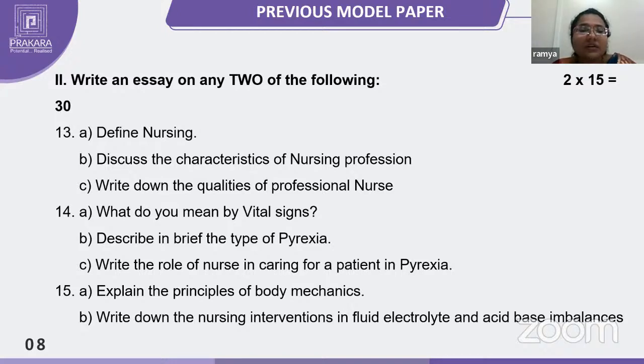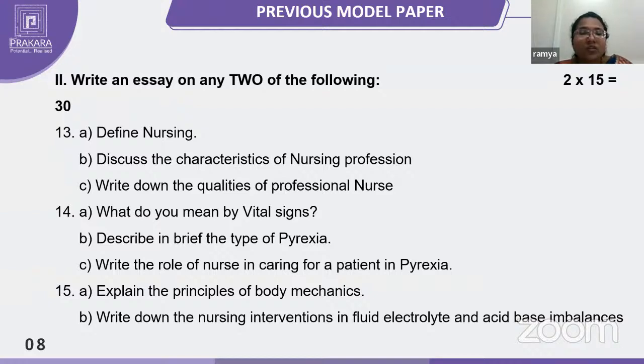Like that, in question number 14, they have asked: what do you mean by vital signs? Vital signs are used to assess the person's health status. You will know the health status by assessing these vital signs. So what are those vital signs? Temperature, pulse, respiration, BP. We will describe what they are and the normal values of these. Like that, you will present question 14A.